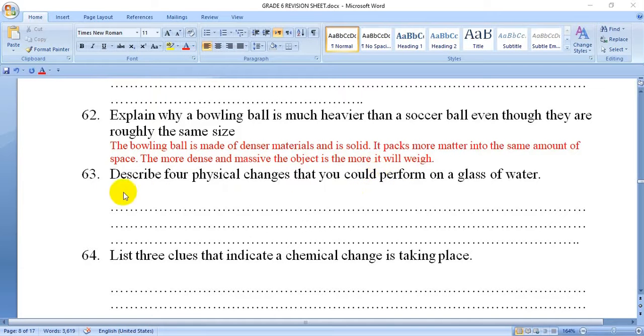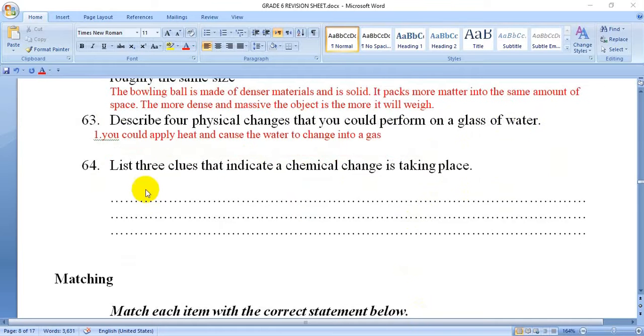Okay, so in question 63, describe 4 physical changes that you could perform on a glass of water. If you have a glass of water, what kind of physical change can you make? Let's see. First, you could apply heat and cause the water to change into gas. So this is the first change you can make for the water.